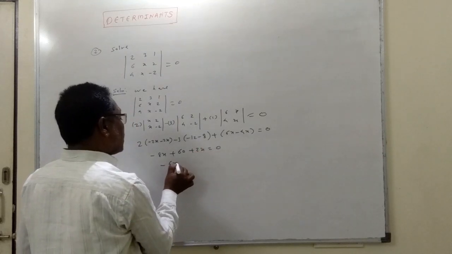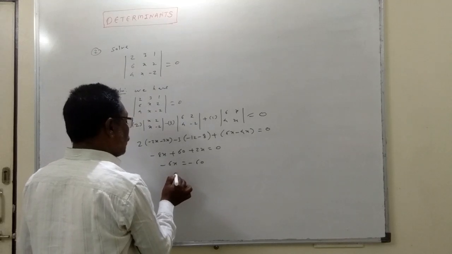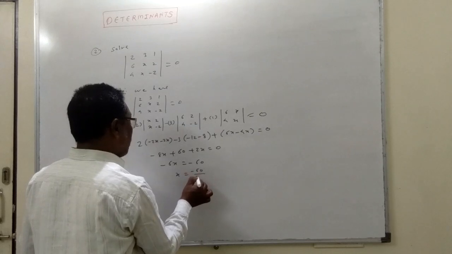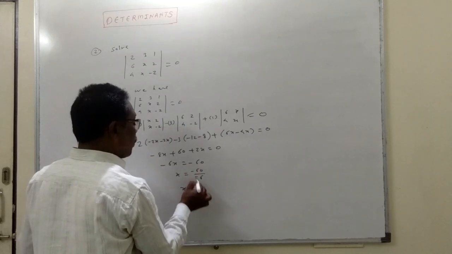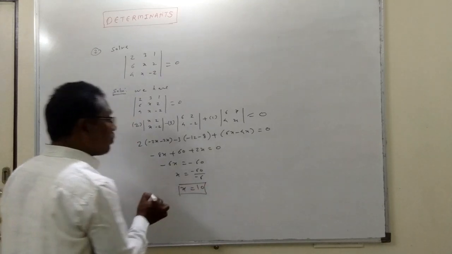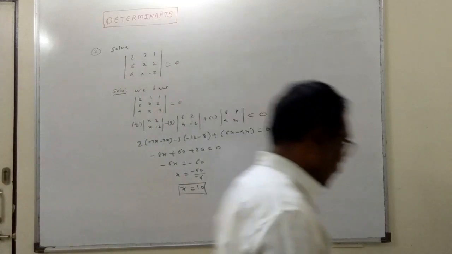So minus 6x is equal to, we will get minus 60. So x is equal to minus 60 upon minus 6. So x is equal to 10. So like this we can solve the determinant of order 2 and determinant of order 3.